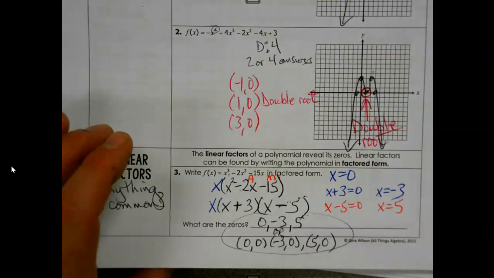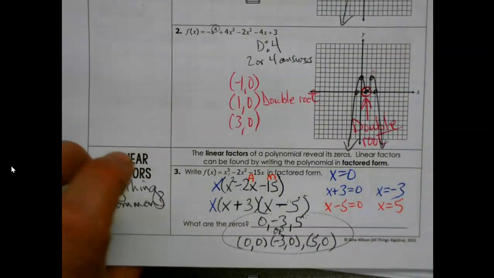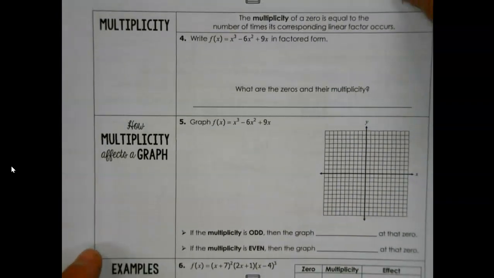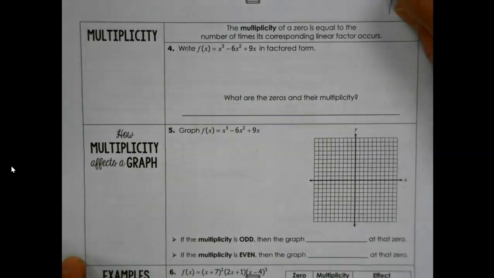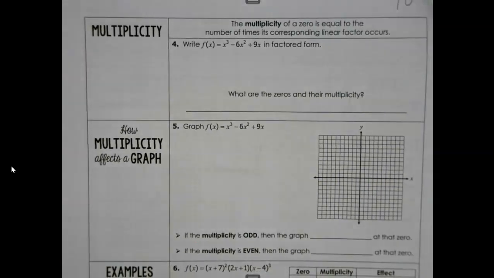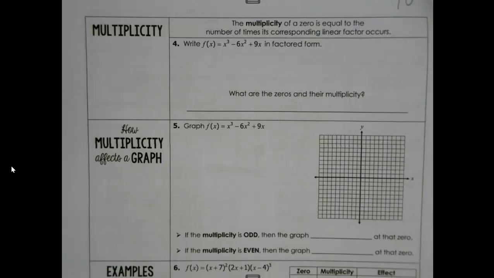Okay. One last piece of the puzzle here with all this, and I was referring to it a little bit earlier. And this should keep us at our 20 or under here, hopefully. Multiplicity of a zero is the number of times its corresponding linear factor occurs. In other words, how many times it crosses the axis.